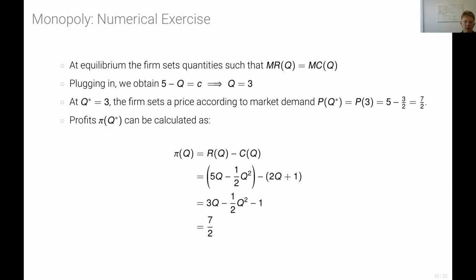And then if we want to calculate profits, we just go back to our equation for profits, which is basically just revenue minus costs. We can plug in for everything. And again, we're just plugging in for values of optimal Q here. And it turns out that optimal profits are also going to be 7 over 2 or 3.5.